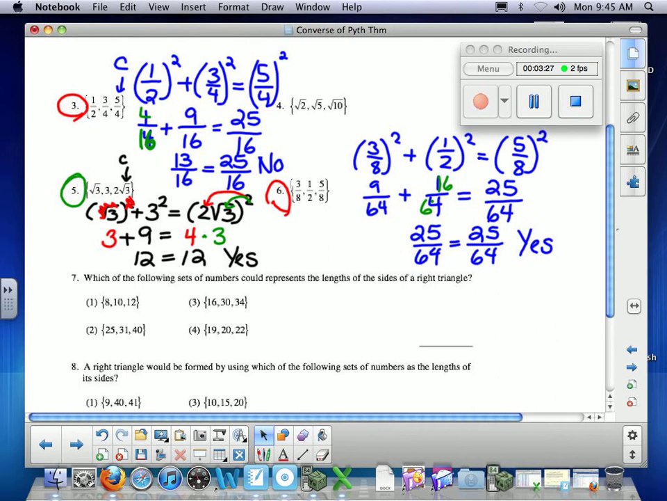So this is a yes as well. So in this 1 through 6, it's split right down the middle. 3 yeses and 3 nos. Okay? Good. Let's go to the back.